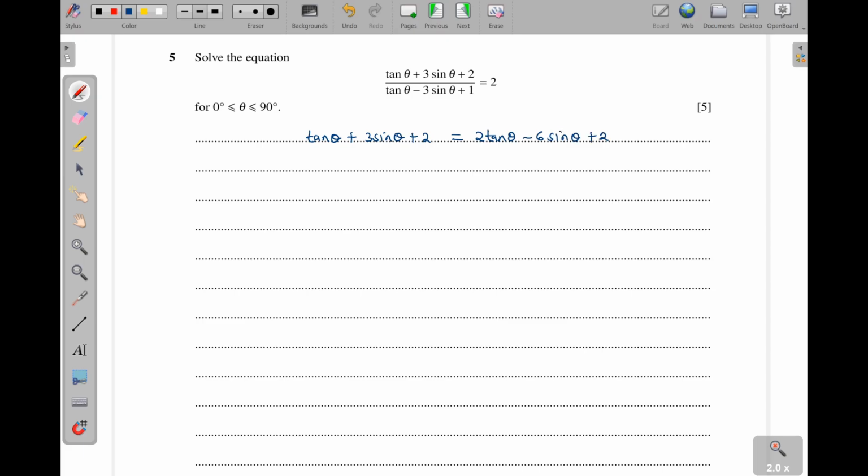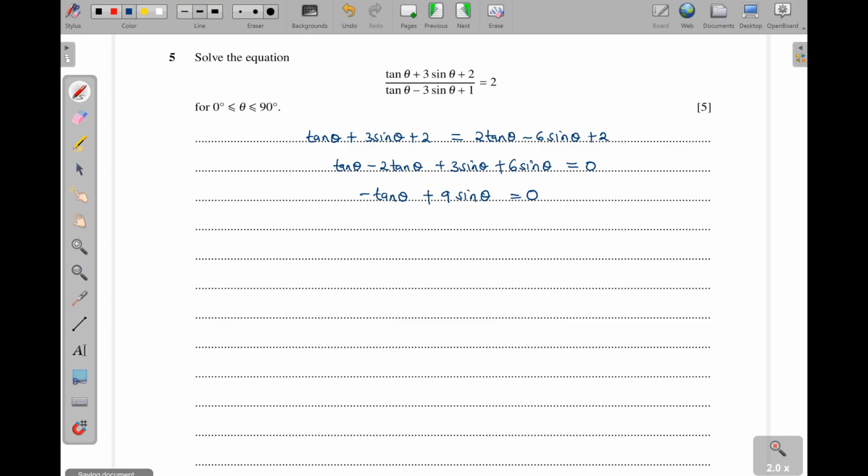And then we can collect like terms together, so bring everything this side. We shall get now tan of theta minus 2 tan theta, plus 3 sine of theta plus 6 sine of theta, and then of course this 2 here will cancel, and this one is equal to 0. So what do we have here? This is minus tan theta, and then this one is 9 sine theta. So minus tan theta plus 9 sine of theta is equal to 0.